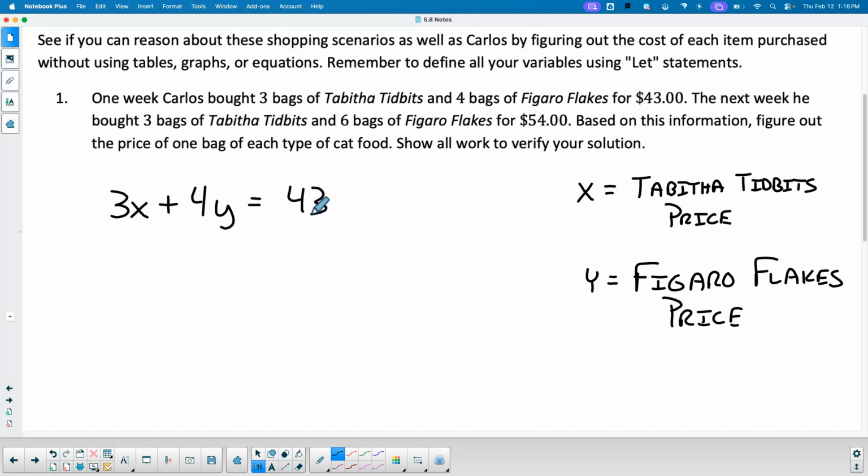Okay? What's the second equation going to be? Because if I define 2 variables, I got to have 2 equations.